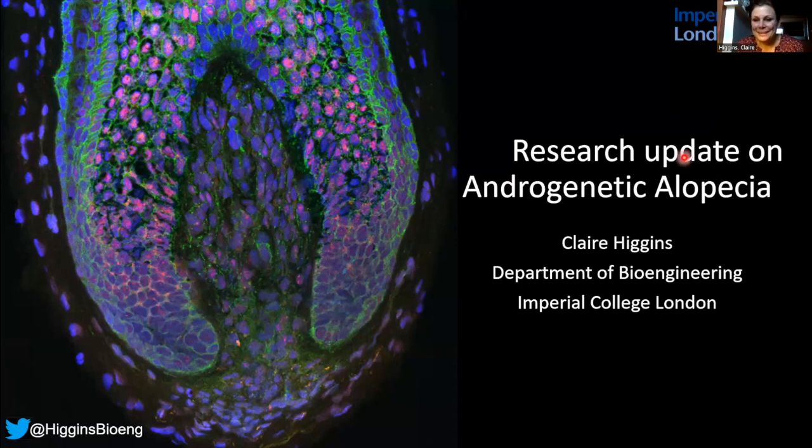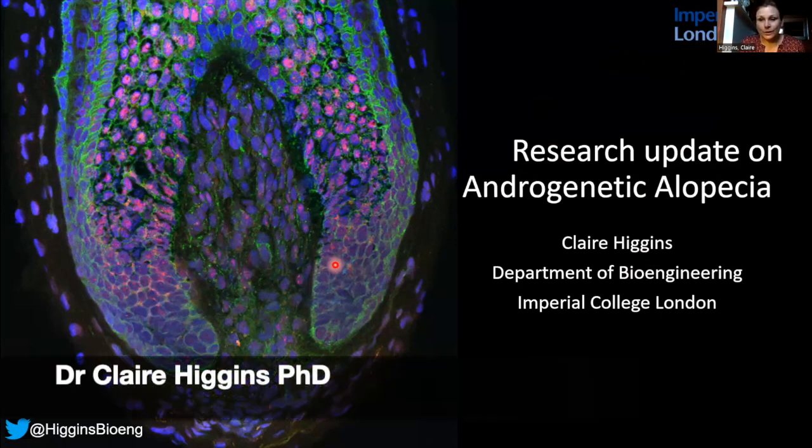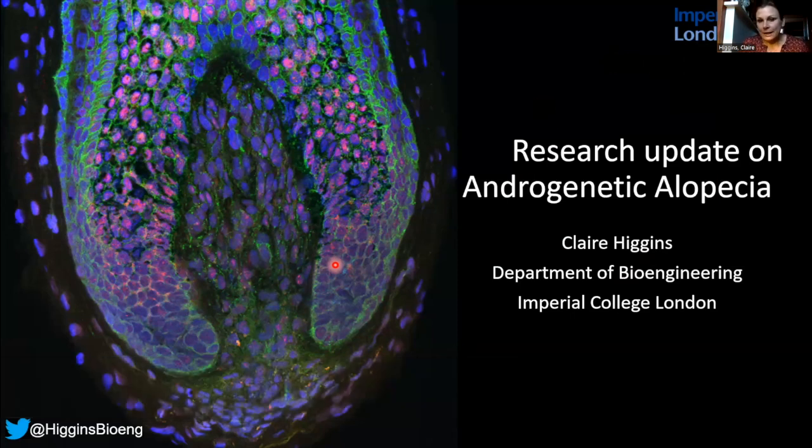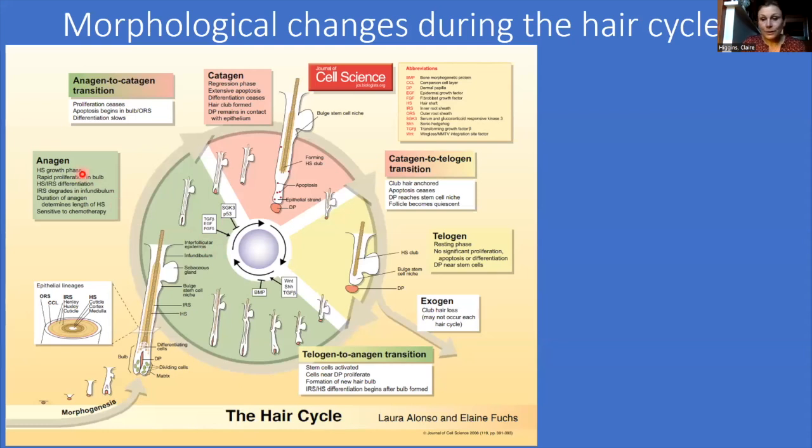As Bessam said, I'm going to talk about androgenetic alopecia and really the work that my lab is doing to better understand this trait. And I'm sure, as everybody here knows, the hair follicle goes through continuous cycles of growth, regression, and rest throughout its lifetime. So anagen, catagen, and telogen. And they've been very, very well described within the literature.